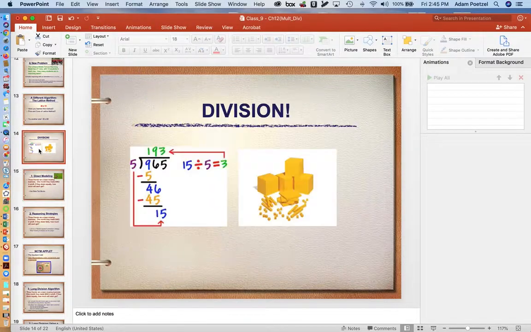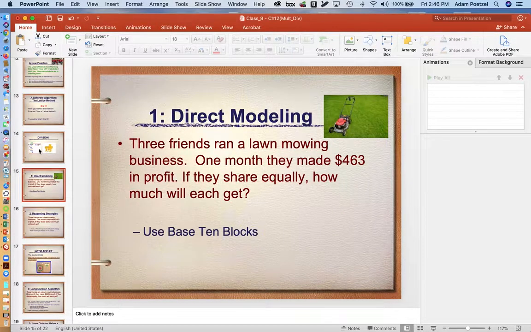Okay, so we've talked about some different thoughts with multiplication strategies and different algorithms to be aware of and to make sense of. Let's talk about division a little bit here as well. And this often gets a little more interesting for people, with some things you may not have thought of before. So let's start with a question. 3 friends ran a lawn mowing business, and let's say 1 month they made $463 in profit. If they share equally, how much will they get?